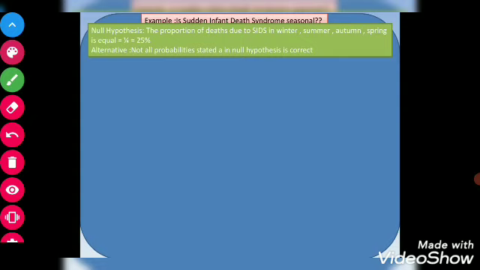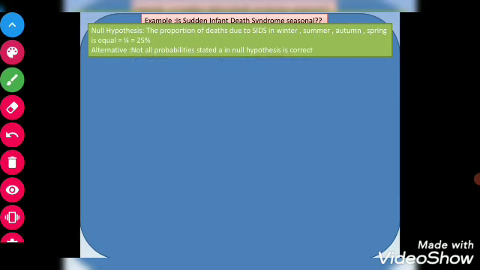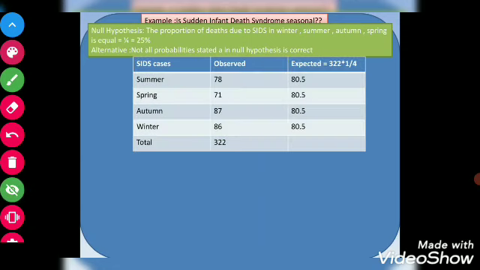And alternate hypothesis is telling that probability in all the seasons is not the same. That means not all probabilities stated in null hypothesis are correct. So this is the null hypothesis and alternate hypothesis. Now this is the observed frequency. Here you can see in summer it is 78, spring 71, autumn 87, winter 86. Now total is 322. So 322 is the total frequency.